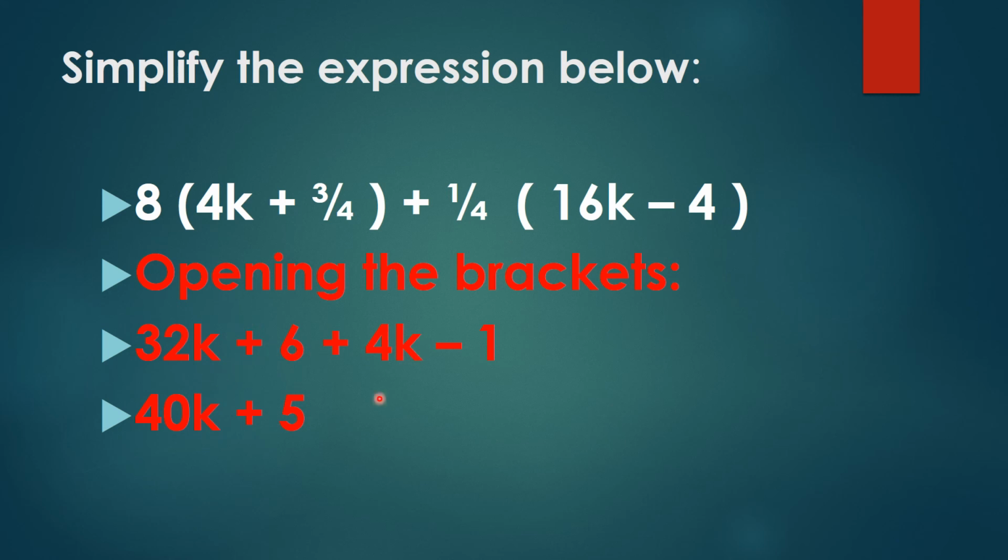So after doing that, 32k, let's now collect like terms. 32k plus 4k is 40k. You write this in here plus, then 6 minus 1. I'm subtracting because of this sign, is 5. And my final answer is 40k plus 5. So at the end of the examples that I've given you, I believe you can now handle questions on simplification of algebraic expressions. I believe you can work them out.